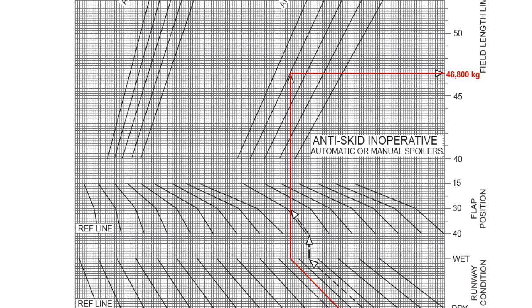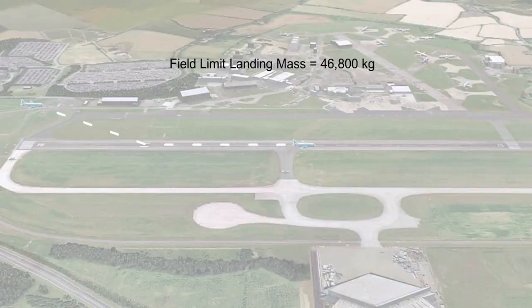Most Class A performance graphs, such as this one, already have all the necessary regulation and wet factors already applied. Therefore, in this case, since it is an example graph for a Boeing 737, the landing mass of 46,800 kilograms ensures that the aeroplane will be able to achieve a full stop landing within 60% of the landing distance available. Exceeding this mass will mean that the aeroplane cannot meet the landing distance requirements.